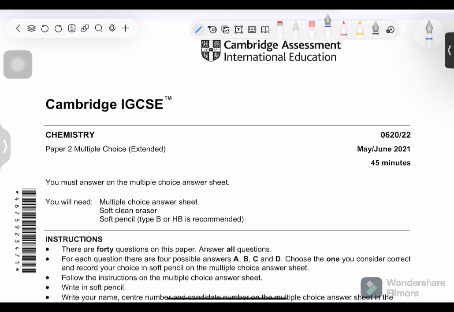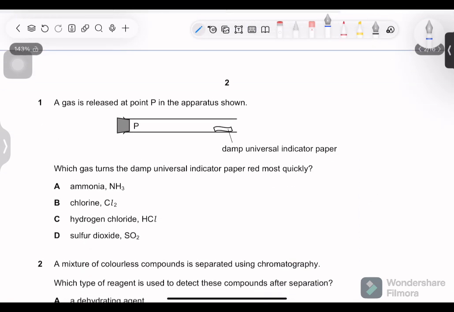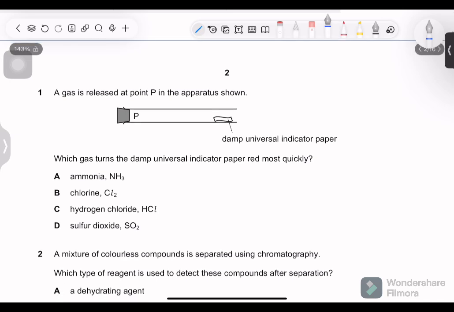Today we have here Cambridge IGCSE paper 2, May June 2021, variant 2 extended version, total time for which is 45 minutes and total marks 40. Question 1. A gas is released at point P in the apparatus shown. The apparatus is given. Which gas turns the damped universal indicator paper red most quickly?